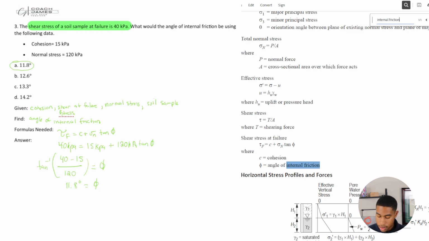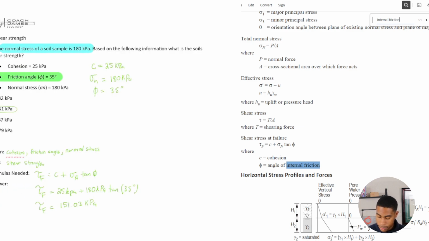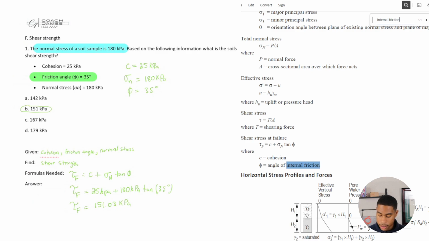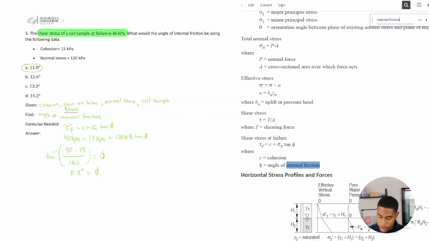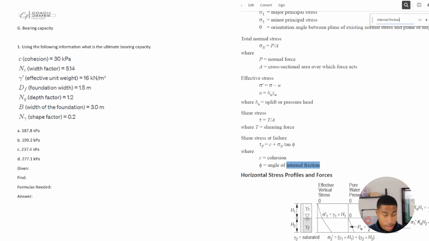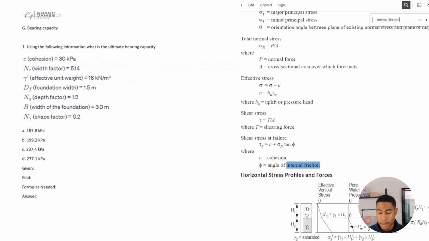Perfect. So hopefully that made some sense. This concludes the shear strength section of the Civil FE exam review. In the next section for Geotech, we're going to be looking at bearing capacity.